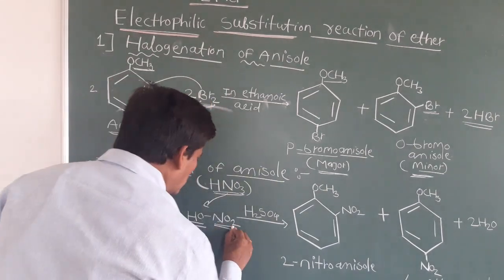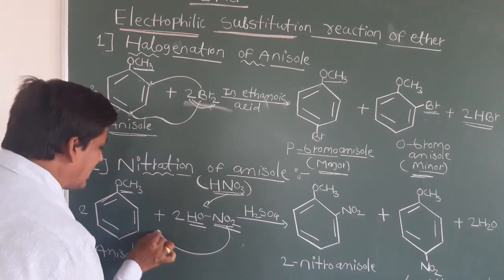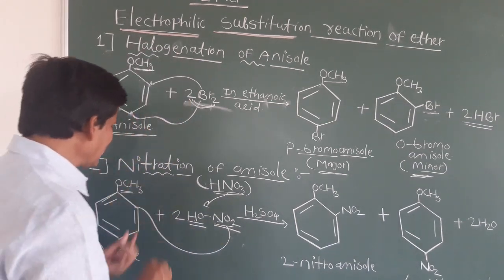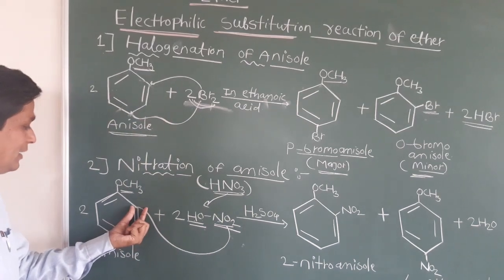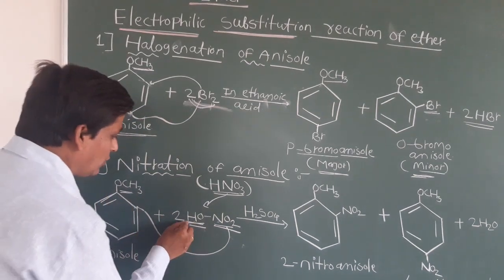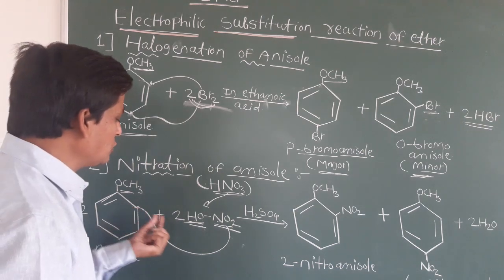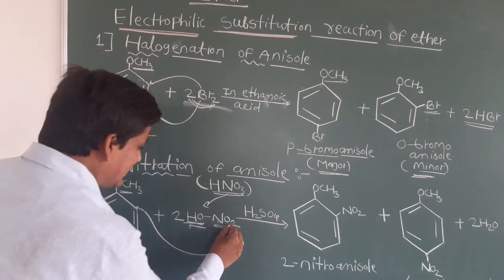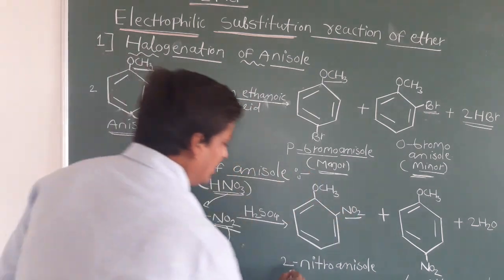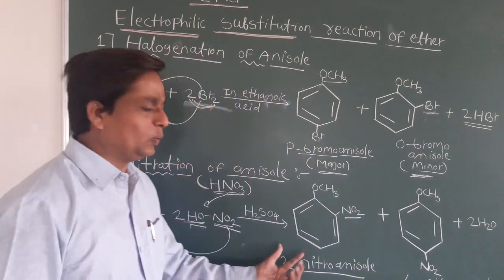When this NO2 group is going to attach at the ortho position, what happens then? The hydrogen from this anisole is removed. This is the structure of anisole. The hydrogen is removed from here and this remaining OH. This hydrogen and this OH, H2O, will be removed, and this NO2 attaches at the ortho position, which means we get 2-nitroanisole.